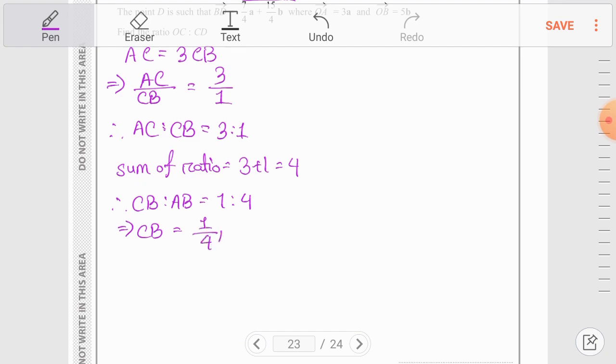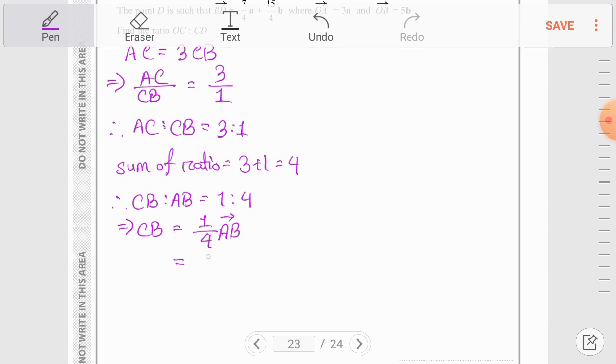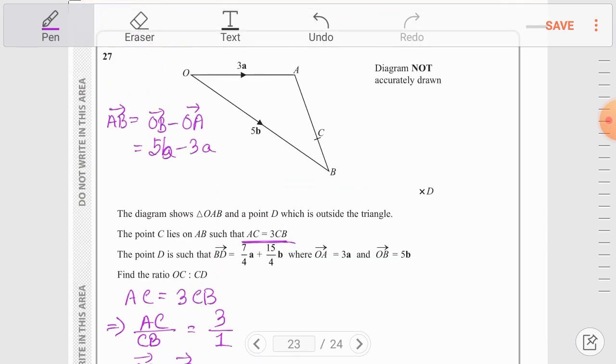If I make CB the subject of this, that would be 1/4 AB, and the value of 1/4 AB is 1/4 (5b minus 3a), and it would be 5/4 b minus 3/4 a, and this is the value for CB. Now the question didn't ask us to find the value for CB, but we need CB to find the value for OC.